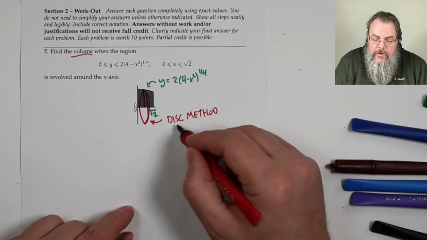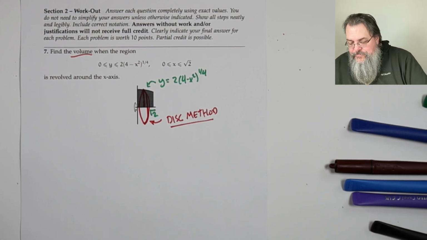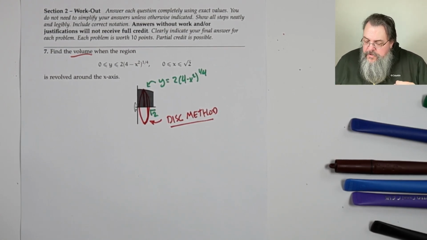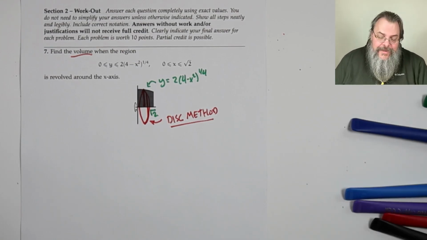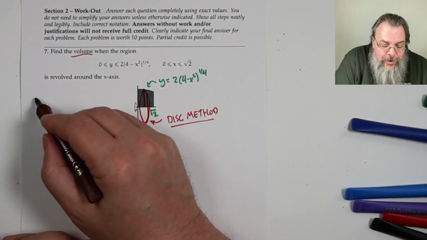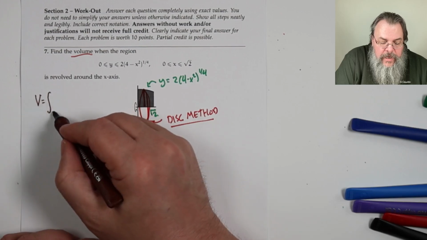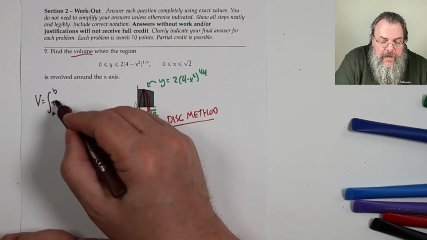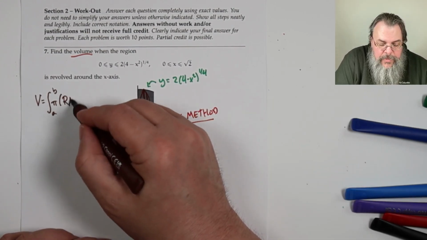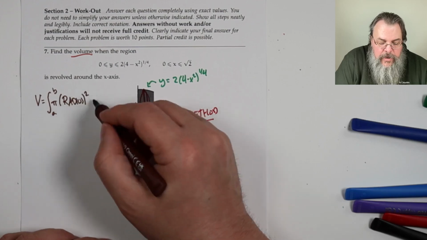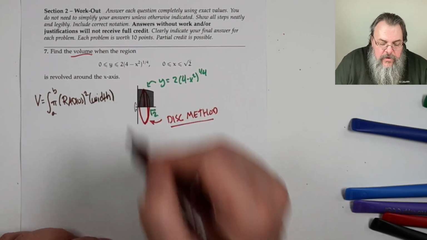Okay, so now that we know which method we want, that's going to help us focus our energy. So we say to ourselves, because of course we have lots of energy, as we always do when we're taking a test, how do we use the disk method? Well, volume is the integral from a to b of pi, and since there's no hole, just a single big radius, quantity squared, and a width. All right, good.